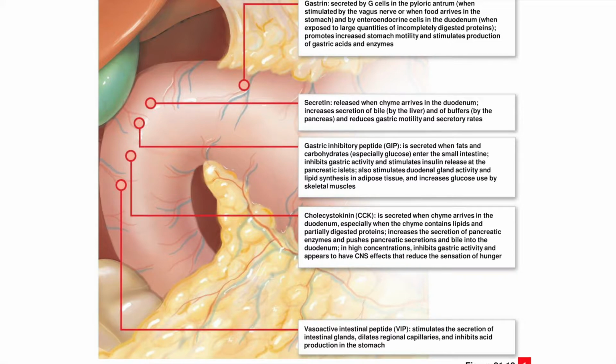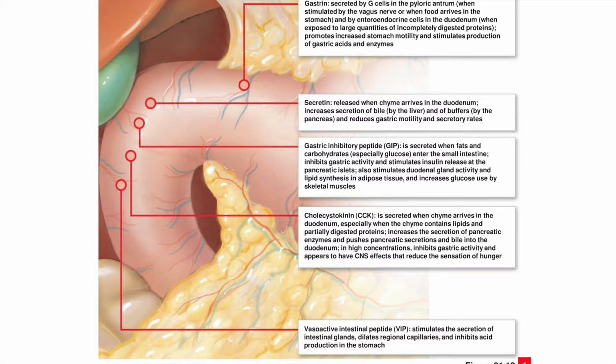Then we have gastric inhibitory peptide. This is secreted when fats and carbohydrates enter the duodenum. Just like it says, it inhibits the gastric activities, tells the stomach to slow down. It also causes insulin release. It stimulates the duodenal glands to release their enzymes. Also causes lipid synthesis in adipose tissue and glucose use by skeletal muscles.